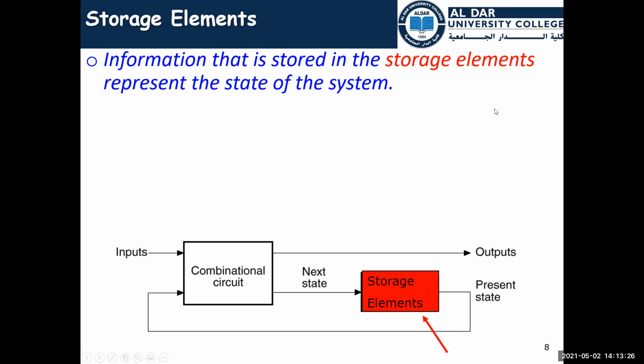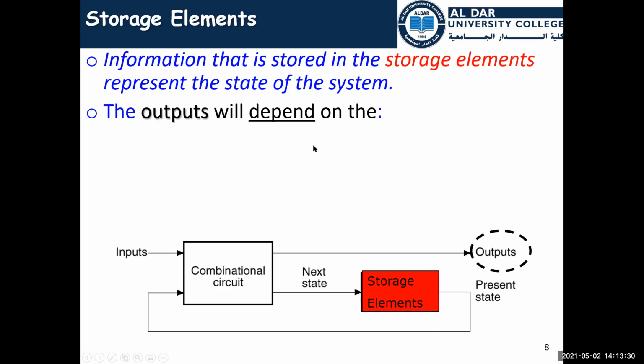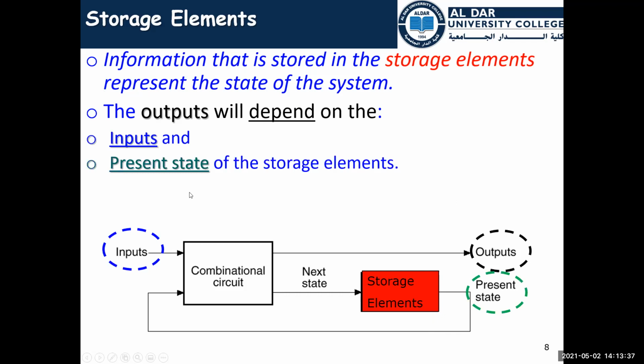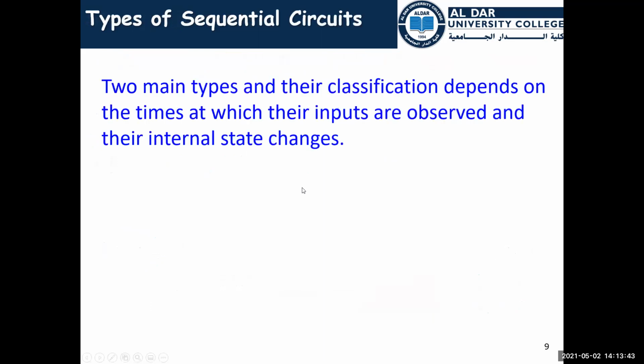Information that is stored in the storage elements represents the state of the system. And the output will depend on the inputs and the present state. Okay, these are the types of the sequential circuits.